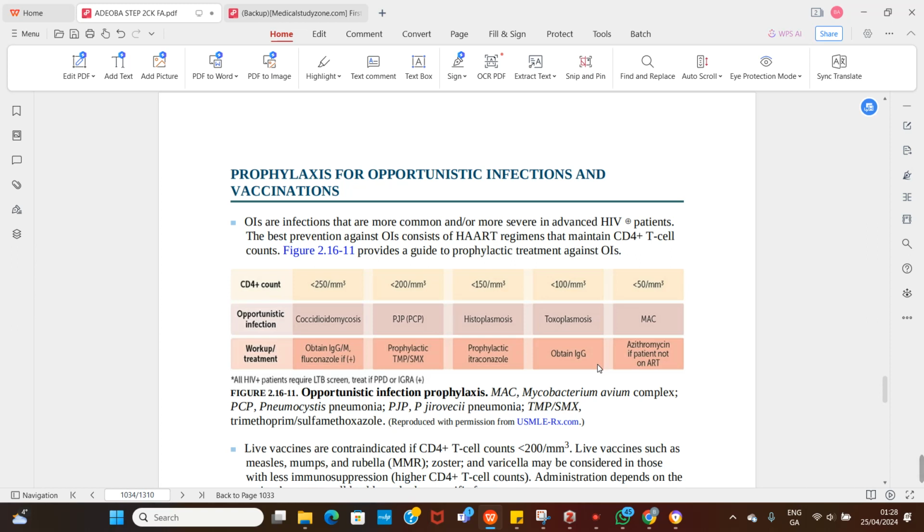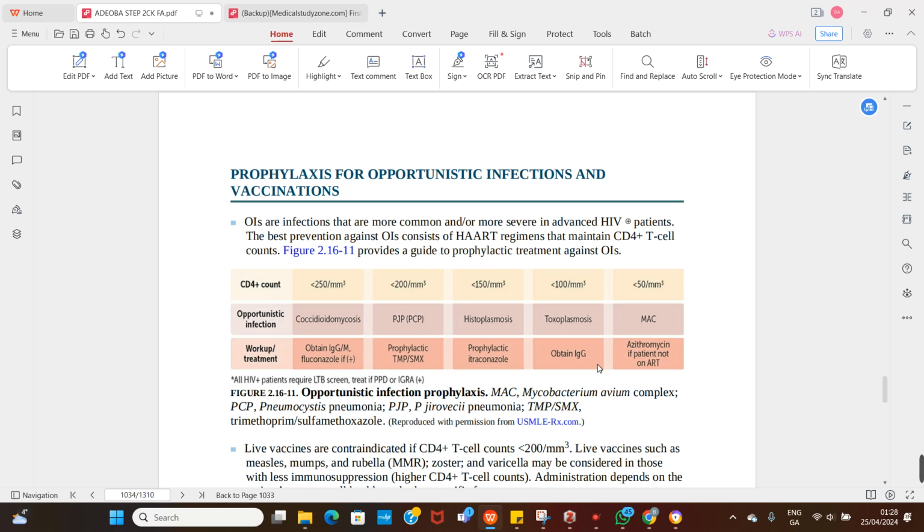So for Mycobacterium avium, if the individual is not on HAART, give azithromycin. If the patient is on HAART, don't bother with your azithromycin. So that's the new guideline. So when the individual is having a count less than 250, think about coccidioidomycosis. Don't forget, do your serology, IgM, IgG. If it's positive, give your fluconazole.